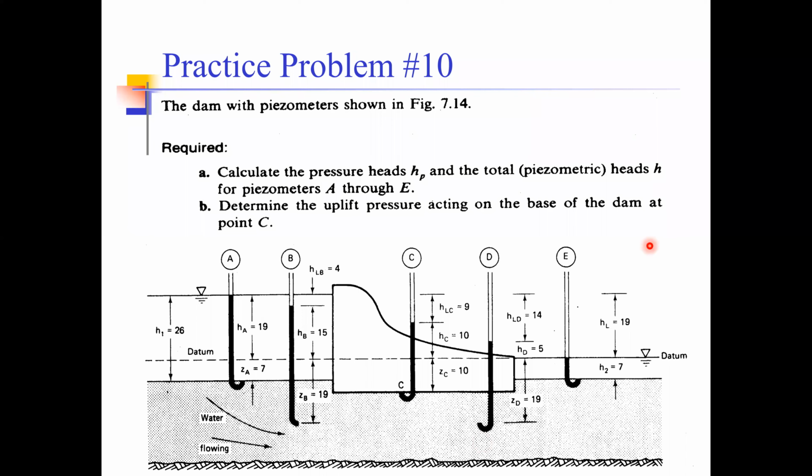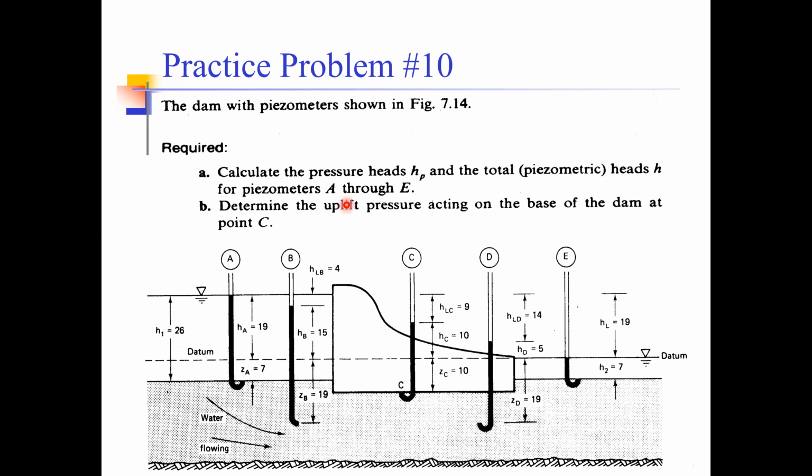So this example shows a dam structure with a lot of piezometers installed at points A, B, C, D, and E. So we have a number of piezometers installed at different locations across this geometry. What we are required to do is determine the pressure head, which is HP, and the total head, which is the piezometric head, for each of the points A to E.